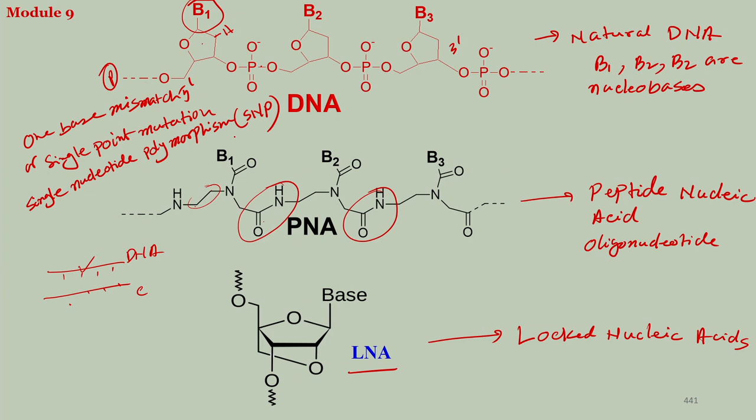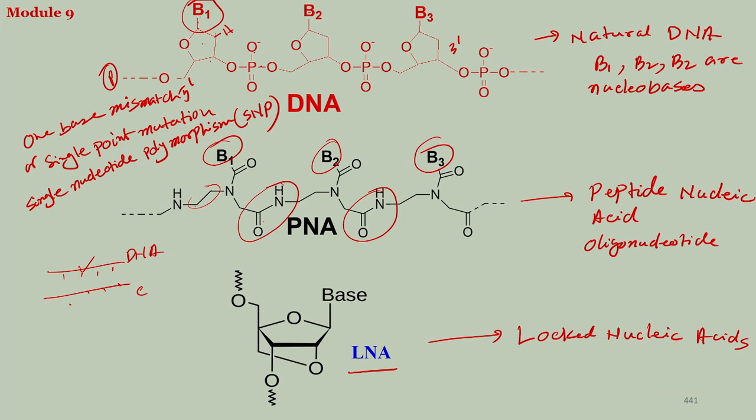And where is the nucleobase? The nucleobase is present here with, again, an amide bond or a peptide bond, you can say. This is an amide bond, and then a nucleobase is attached here. If you go by the structural similarities between DNA and PNA, there are two things that are common. One is, of course, that both have nucleobases. The other thing is, if you go by the atomic chain length, the distance between B1 and B2 is almost the same in PNA as in DNA.